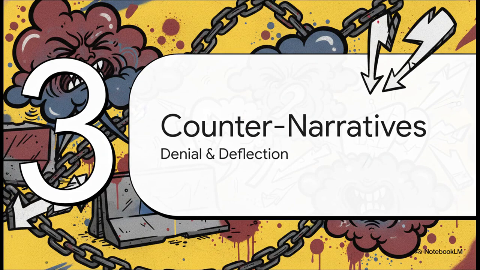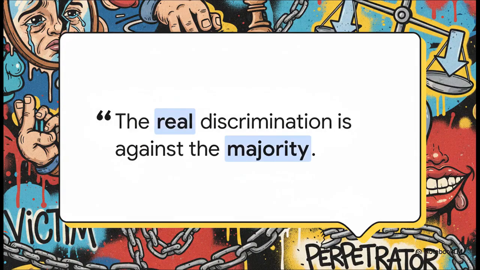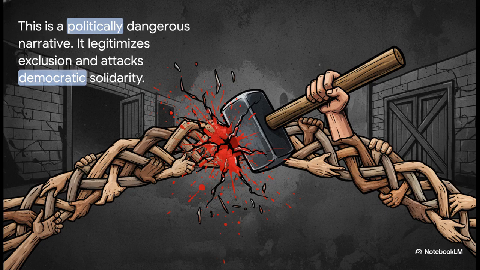So what happens when you try to point all this out? Well, you often get a massive backlash. Specific political narratives pop up, and they're not designed to solve the problem. They're designed to deny it even exists and to protect the current power structures. One of the most common arguments you'll hear is a total flip of reality. The claim is that the real victims of discrimination are actually people in the majority group. It's a tactic that tries to completely flip the script, turning perpetrators into victims. Okay, so this narrative isn't just wrong, it's a politically dangerous tactic. It's designed to make exclusion seem legitimate, to downplay real inequality, and to attack the very foundation of democratic solidarity that holds a society together.